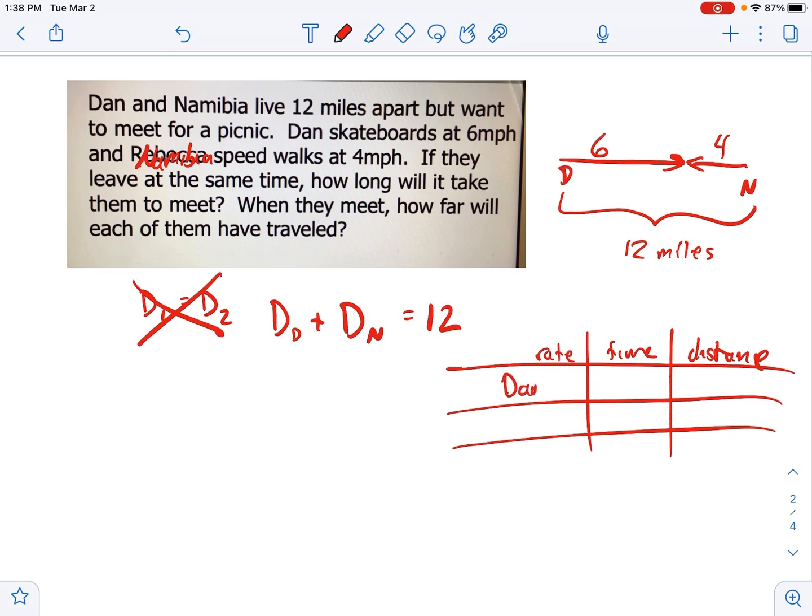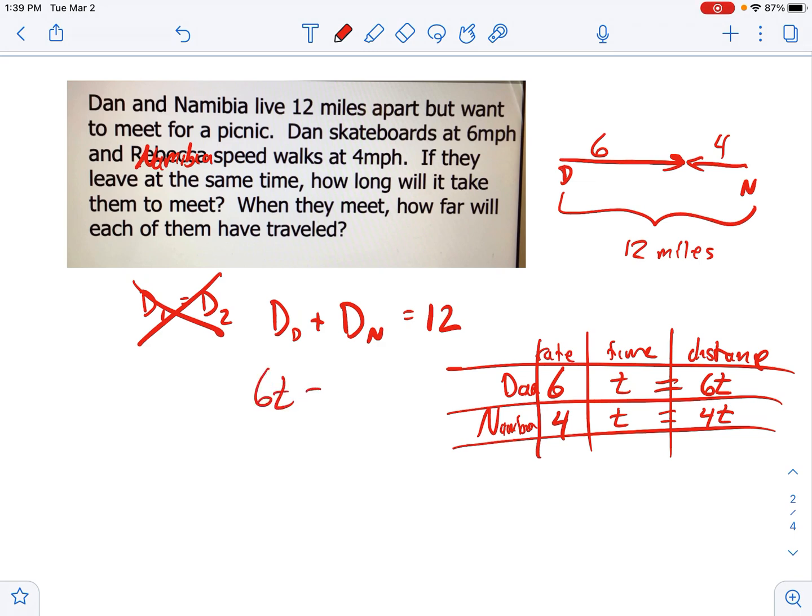We'll have Dan here and Namibia here. And so Dan's rate is 6 miles per hour, Namibia's 4. Let's see. If they leave at the same time, oh cool, so they both have the same amount of time. So Dan is going to travel 6T miles, and Namibia is going to travel 4T miles.